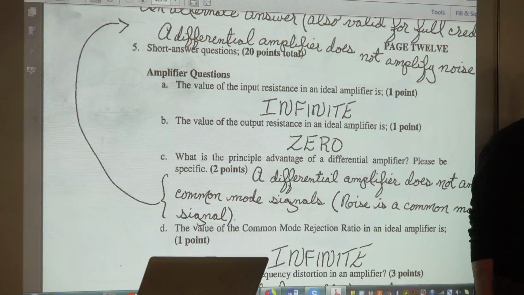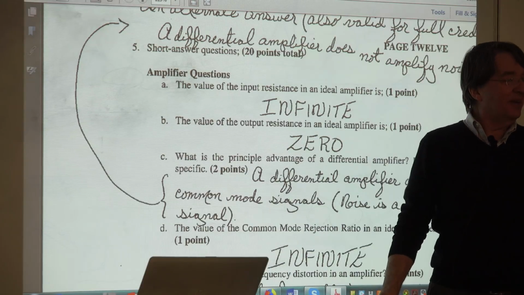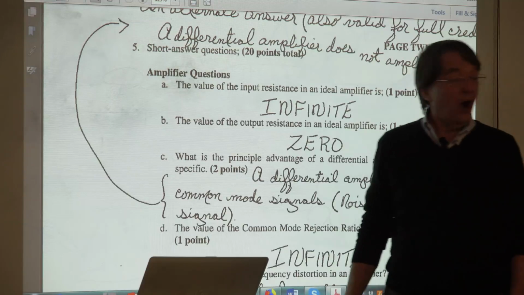What causes frequency distortion? The gain. Gain is not constant for all frequencies. The gain varies with frequency. Excellent. My good man, thank you. You got a good sense of humor. I love it. Are we okay?